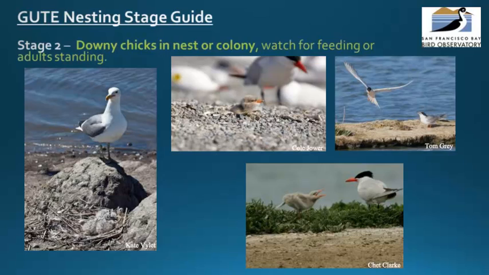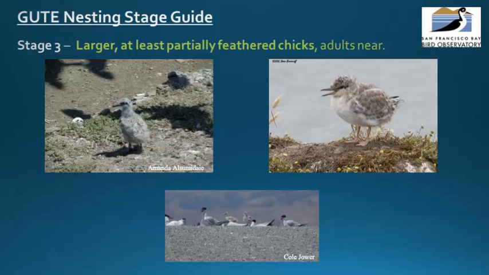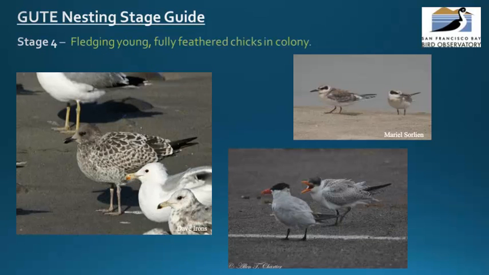Stage 2 will consist of small downy chicks with soft feathers. Adults will likely be at the colony, feeding them, or standing near them. Stage 3 will consist of larger chicks that have lost some of their down and are growing new feathers. The adults will still be nearby. At stage 4, you will see chicks that are fully feathered and ready to fledge and leave the nest.